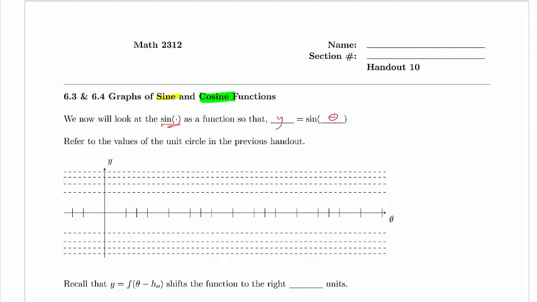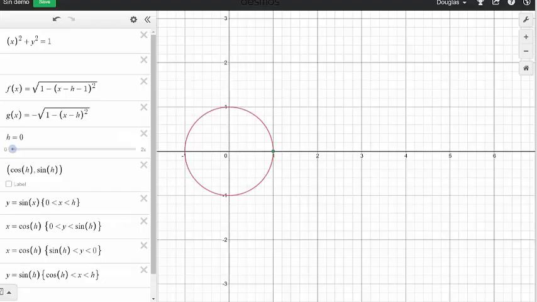Anytime we plug in sine theta, the output is always going to be the y coordinate on the unit circle. So in other words, when we look at the unit circle, as it's playing through, you can see this line starting to appear as we're going right here.